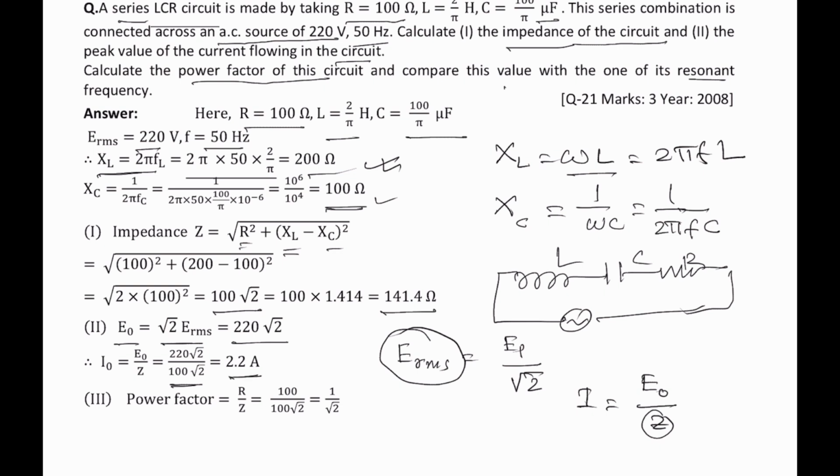What is the power factor? Power factor is cos phi. Cos phi is R by Z, correct? So this is equal to R is 100 by Z is 100 root 2, so 1 by root 2 is the power factor. So this is a very simple, straightforward, definition based numerical.